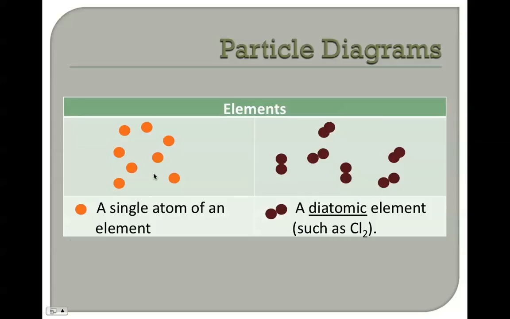On the left, this is an example of what we call a monoatomic element where we have single atoms, and then here we have a diatomic element on the right where we have two of the same type of atom bonded together, and those exist throughout the sample on their own. So an example of this would be something like chlorine gas, which is a diatomic element, Cl2.